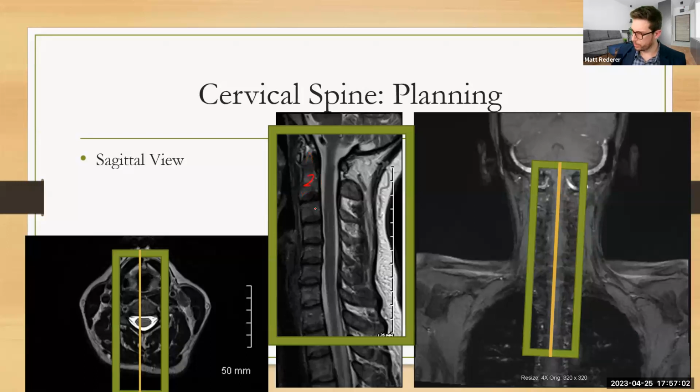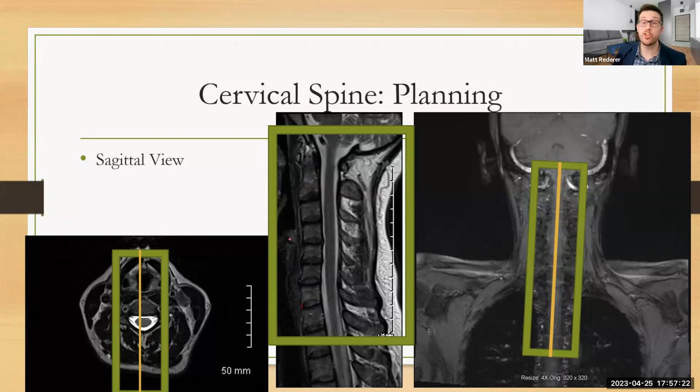So this is C2, 3, 4, 5, 6, 7. And I even got T1 in here as well, just because I wanted to include it all. Make sure I had everything in there. And then I would go ahead and make sure my sagittal view, I'm covering this entire area here.